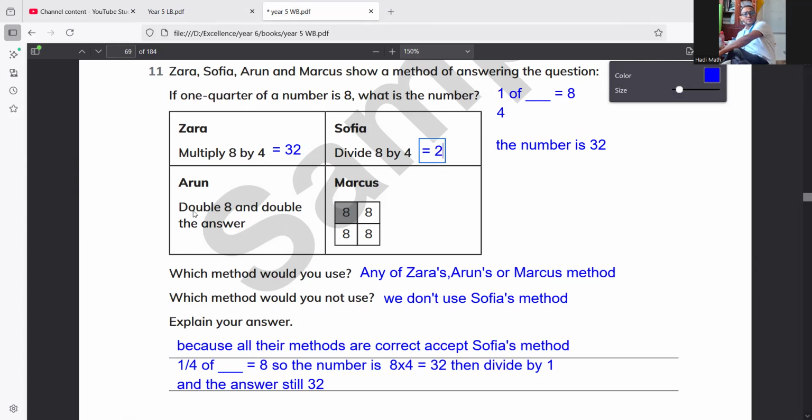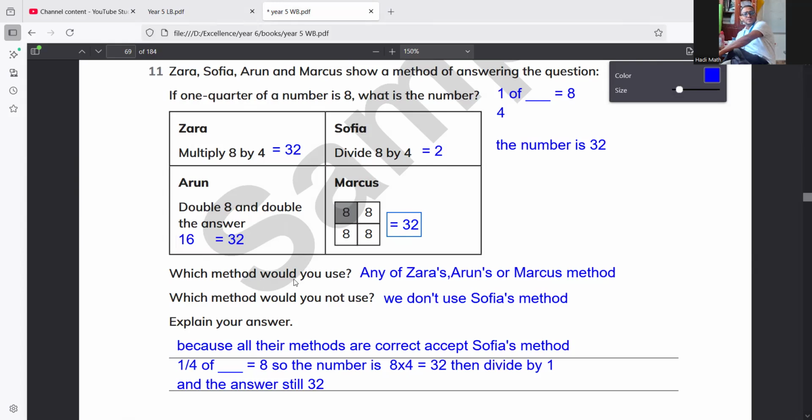Let's see what Aaron says. Aaron says double the 8, and double the answer. When you double the 8, you get 16. And when you double the 16, you get 32. So his answer is 32. Because he has a quarter, he doubled the quarter to get half, and he doubled half to get the whole. Then we see Marcus. Marcus did it this way. He said this is the quarter, and this is the whole shape. And this will also be equal to 32, because the 1/4 is equal to 8.